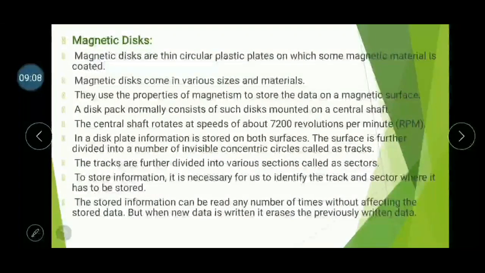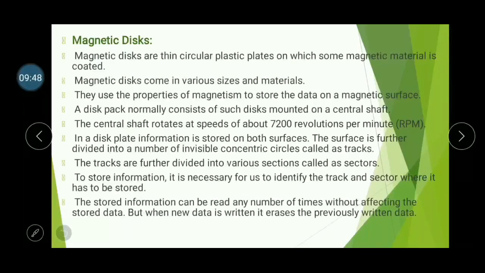Next is magnetic disks. Magnetic disks are thin, circular, plastic plates on which some magnetic material is coated. Magnetic disks come in various sizes and materials. They use the properties of magnetism to store the data in the magnetic surface. A disk pack normally consists of such disks mounted on a central shaft. The central shaft rotates at speeds of about 7,200 revolutions per minute.